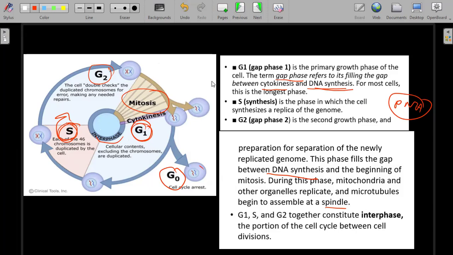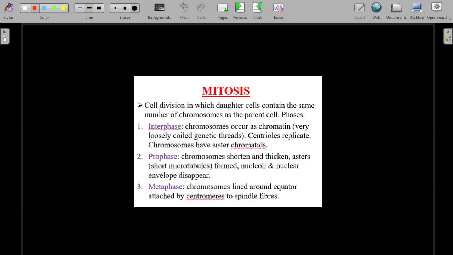Now let's do mitosis. We've done our interphase: G1, then S, then G2. In the interphase, your chromosomes occur as chromatids. Your centromere replicates, and your chromosomes have what we call sister chromatids. At the end of interphase, your chromosomes have sister chromatids. From there, you undergo mitosis.